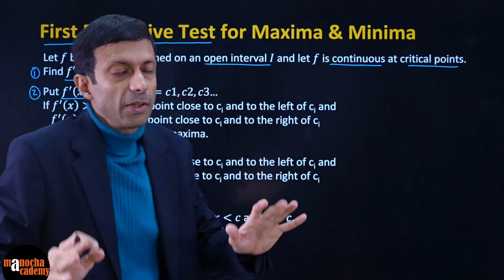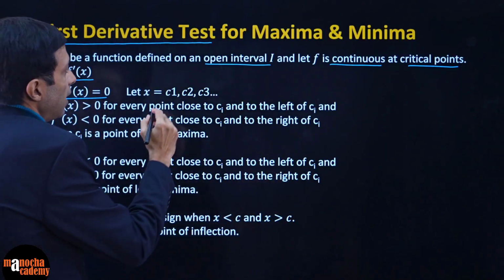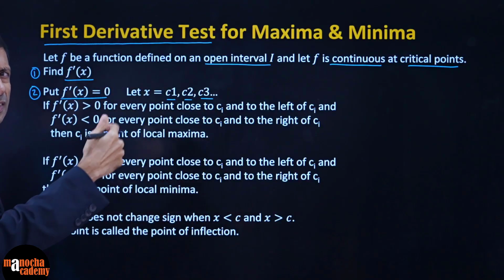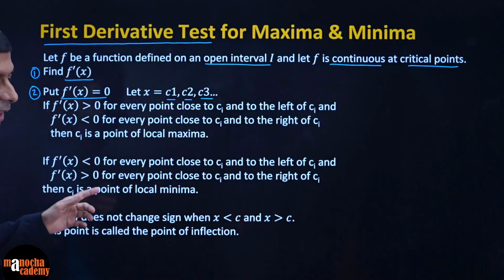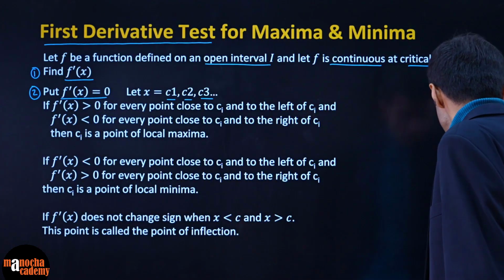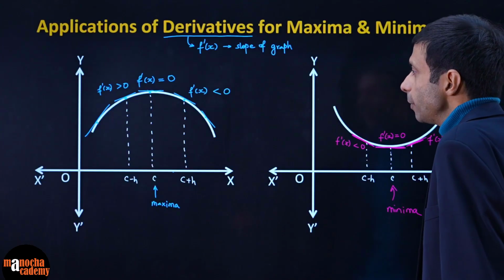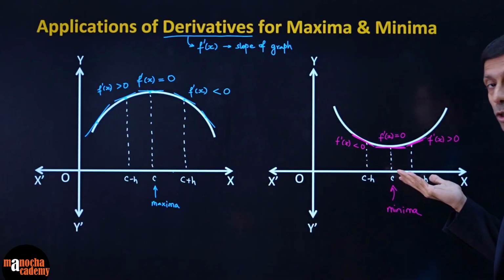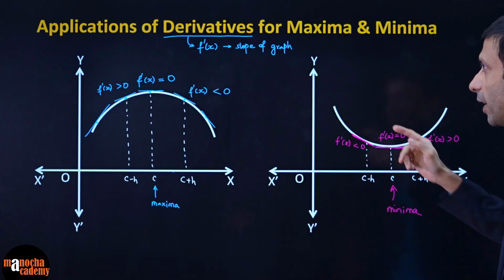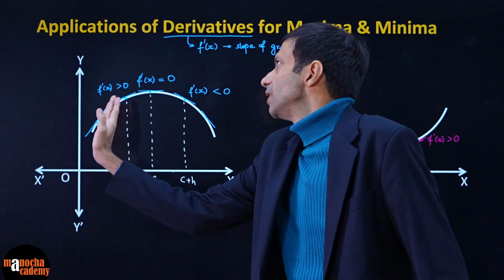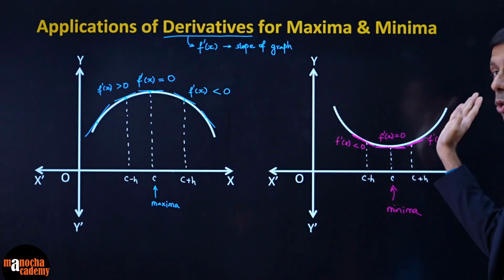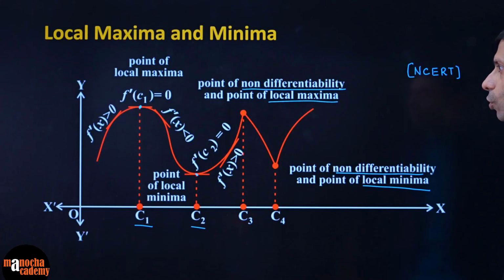So if you can differentiate the function, put it equal to 0, and solve for it, you will get some certain points, C1, C2, C3, whatever. Now how do you check if it's a maxima or minima? Because note one thing, f'(x) equal to 0 doesn't mean maxima. It could be a maxima or a minima. So how will you check? You will check by this logic: is the slope positive, 0 and then negative, or is it negative, 0 and then positive?